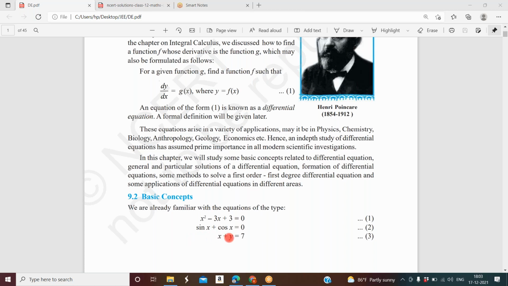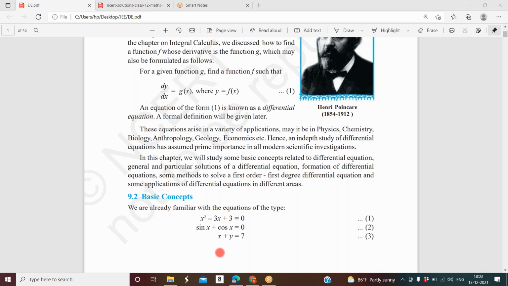Next, sine x plus cos x equal to 0. Here sine and cosine terms are involved. In the second equation you can see sine x and cos x. So the sine function and cosine function are involved here. So what type of equation is this? These are all trigonometric functions that you know, right? So this is a trigonometric equation, since it contains the trigonometric functions sin x and cos x.